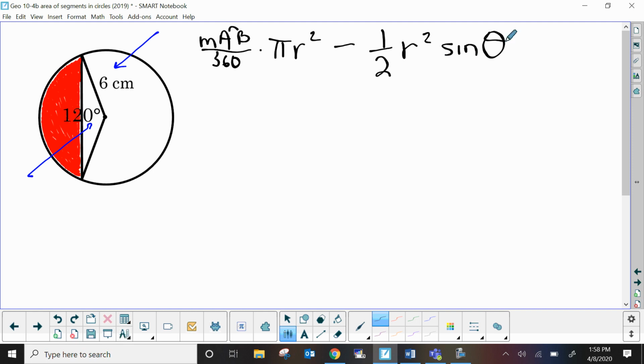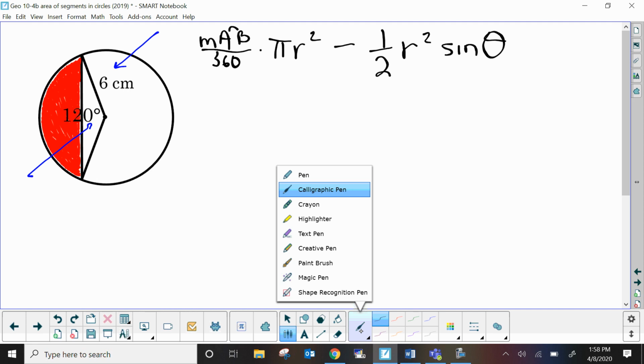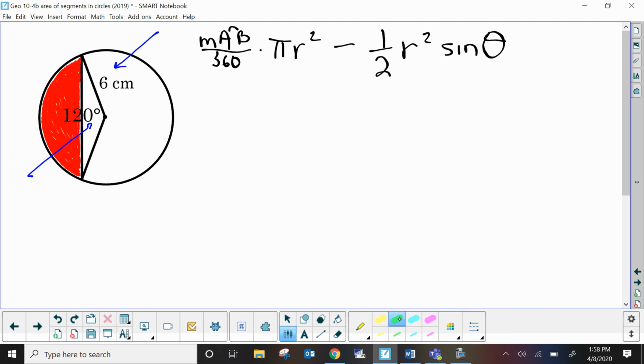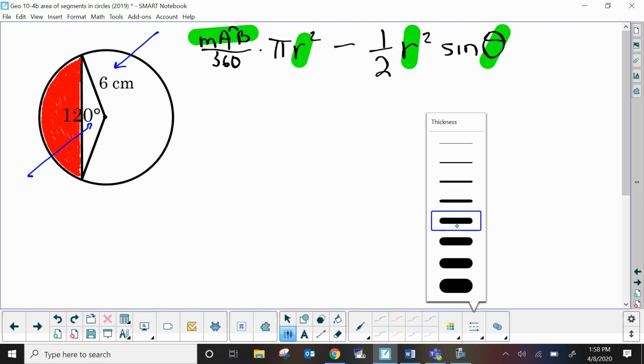All right. And remember, these are the things that we have to fill in. We're going to fill in the measure of the arc in degrees. We're going to fill in the radius. We're going to fill in this radius, and we're going to fill in the sine of theta. I'm sorry, the central angle, theta. Okay. Pause it here if you want, and I will continue.